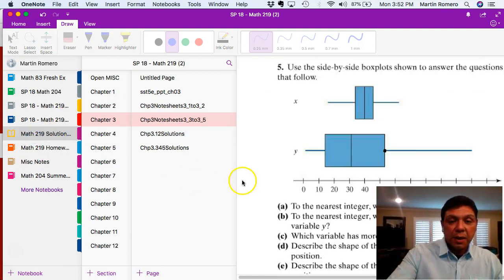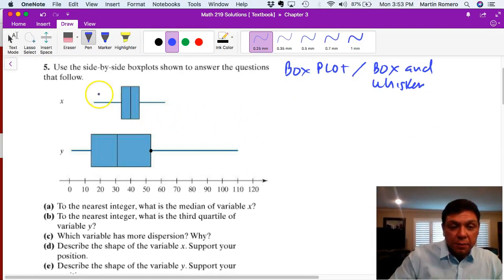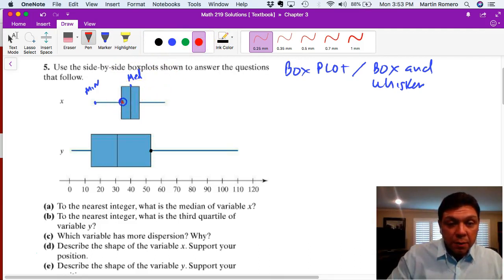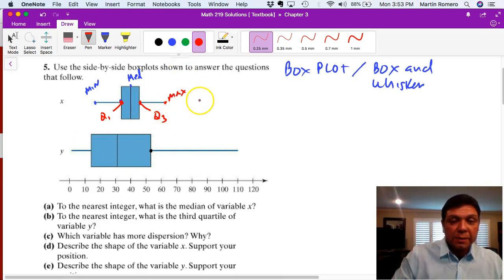So we go and take a look at this question here. This number here would be the minimum. This number here is the median. This number right here and right here, this number here is what we would call Q1, or the P25, the first quartile. Here is what we would call Q3. And the same is true here. This value here would be what we call the max value. And so that's how the box plot is created.